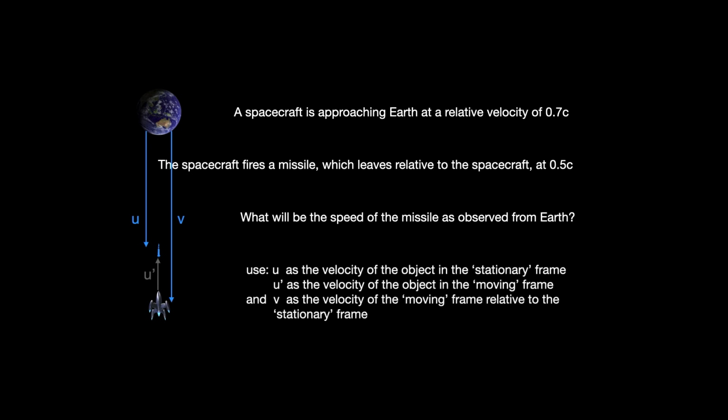So one way of looking at it is u is the velocity of the object in the stationary frame, which is the Earth. u dash is the velocity of the object in the moving frame, which is the spacecraft. And v is the relative velocity of the moving frame to the stationary frame. So if I provide some values, if that v value is 0.7c, and the u dash value, that is the velocity of the missile relative to the spacecraft, is 0.5c going away from it, what will be the speed of the missile as observed from Earth? That's what we've got to find out.